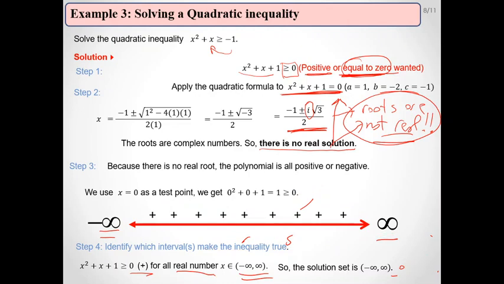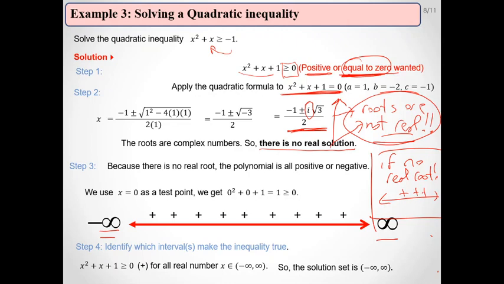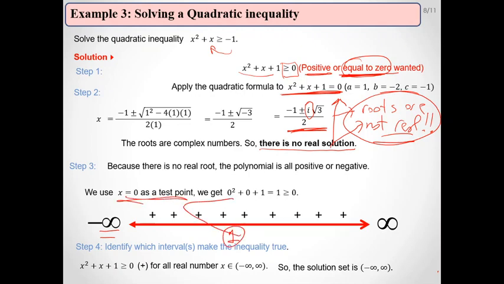Okay, in this example, what you see here is if there is no real root, you have all plus or all minus here. Okay, if there is no real root, this is important. So how do you decide plus or minus? You choose a test point, put it in the polynomial, and you say it's positive, so you say it's all positive.